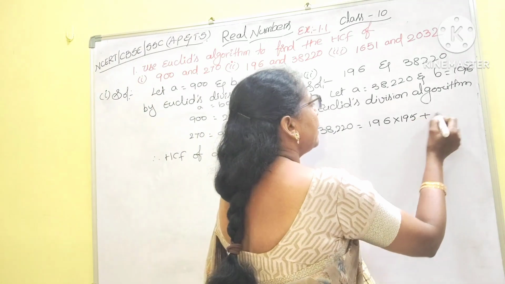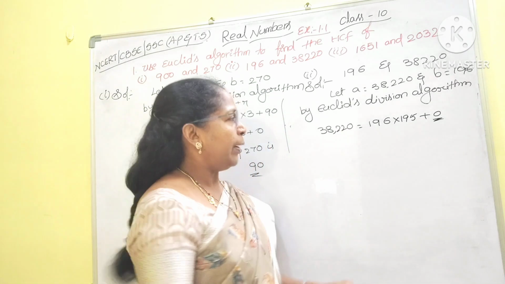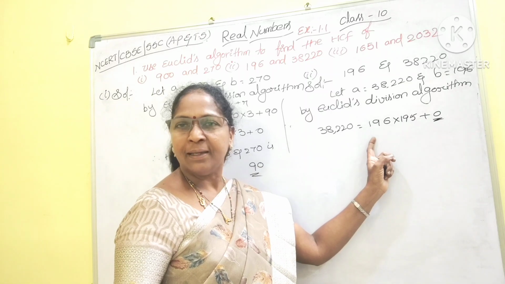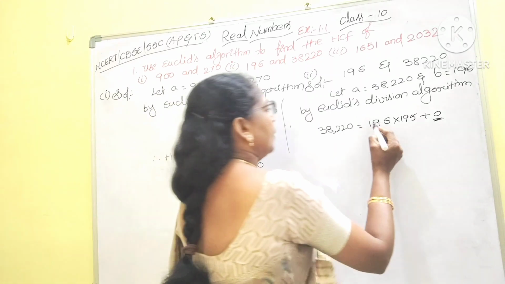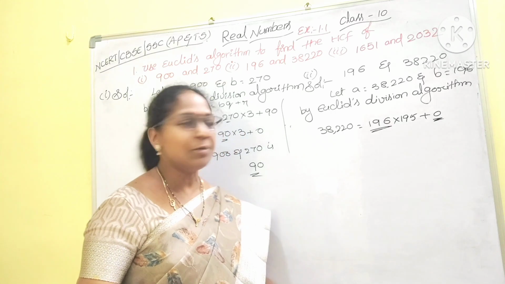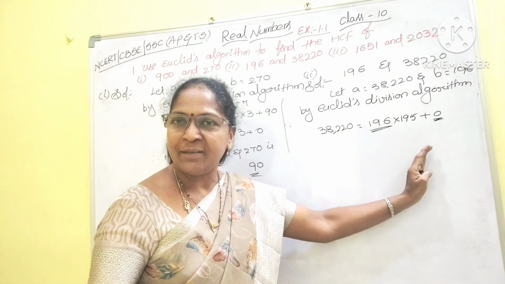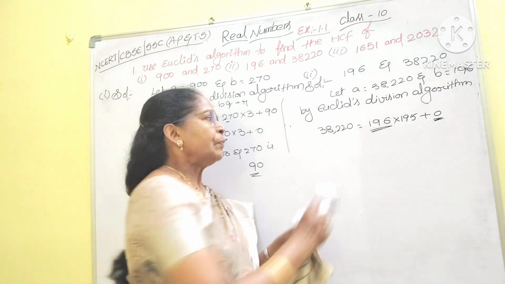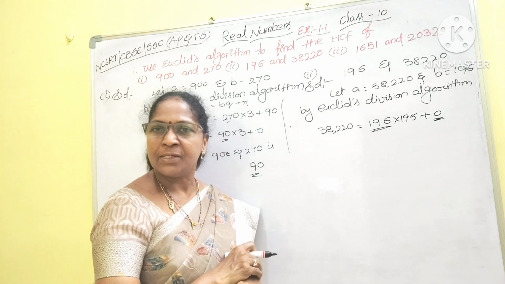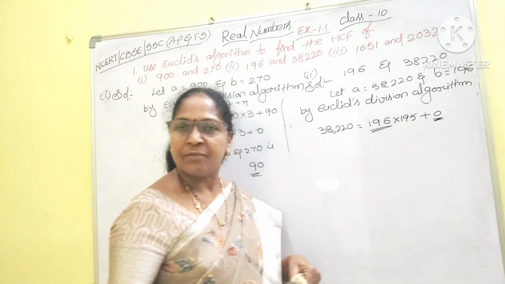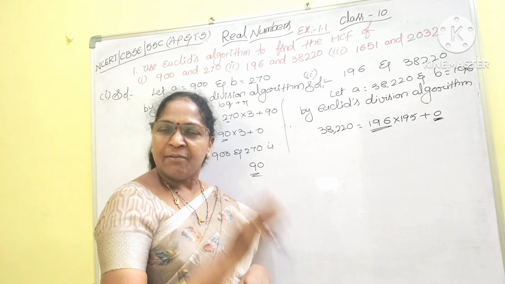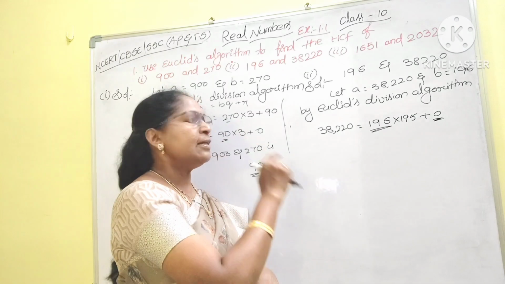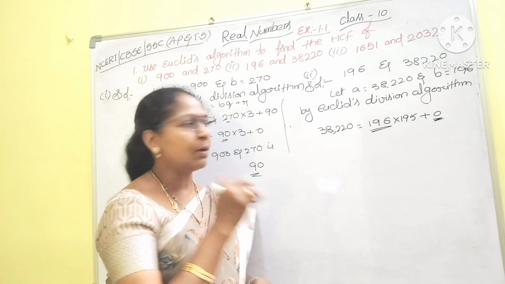38,220. So remainder equal to 0. Whenever you are getting 0 here, this last divisor is nothing but the HCF of the given values. Many students are confused here between 196 and 195. Why? Because both are nearest values, only one number difference, 6 and 5. So which is the right answer? They are confusing. You have to remember that the last divisor is only the HCF of the given numbers.